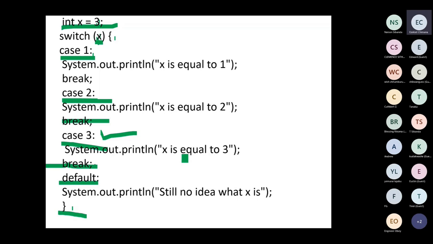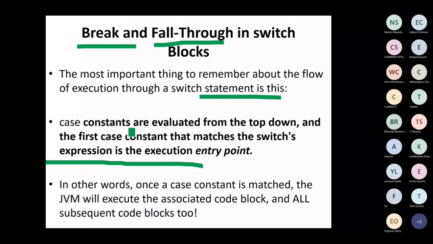This is the order of testing our cases. So when it comes here and sees that there is a match between this case and this value, it will start to execute the line that comes next. In other words, once a case constant is matched, the Java virtual machine, the JVM, will execute the associated code block and all subsequent code blocks too.